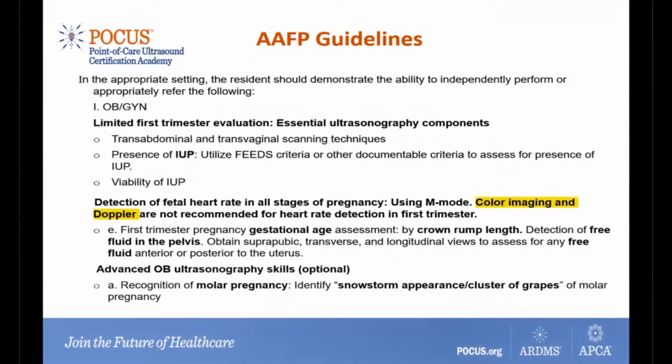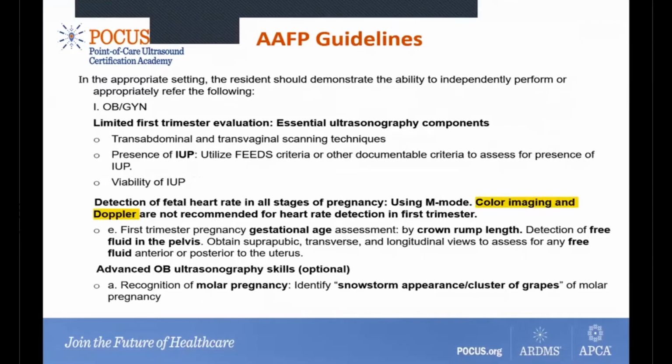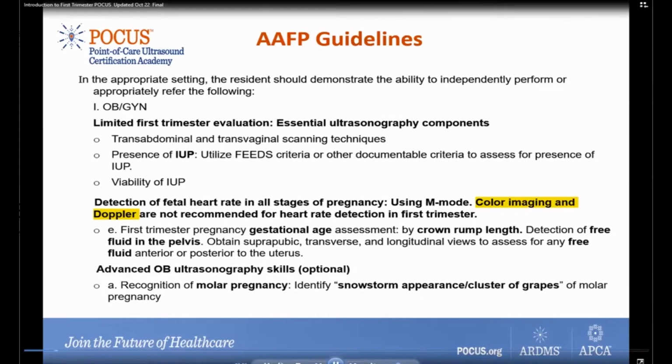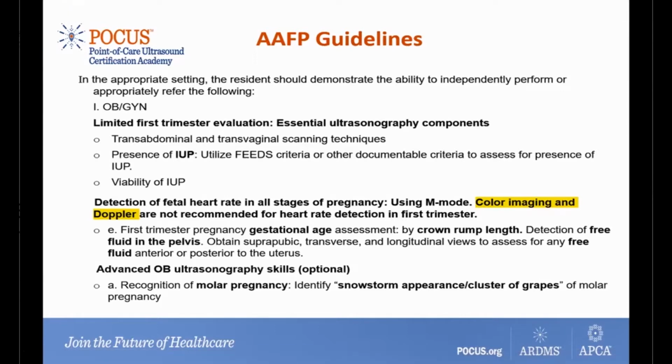The AAFP guidelines, as you can see, are pretty similar, just slight variation. They both talk about transabdominal and transvaginal scanning techniques, the presence of intrauterine pregnancy, and also viability of the pregnancy. One thing that is important and has been made more aware of is that for the heart rate determination, you would like to use M mode rather than the color Doppler or spectral Doppler, because these are emitting a higher dose of ultrasound energy.